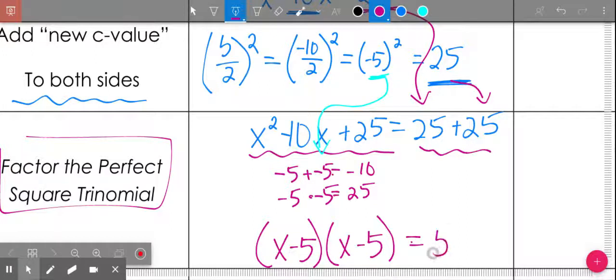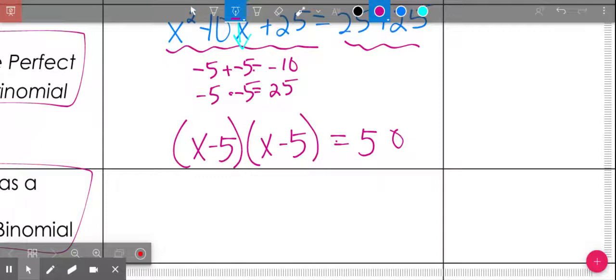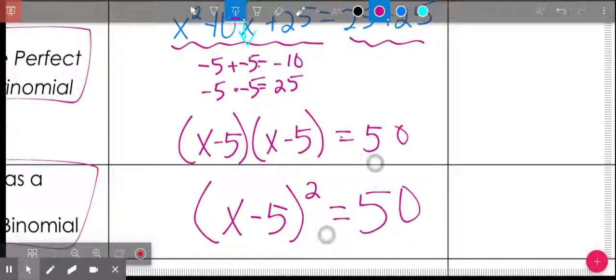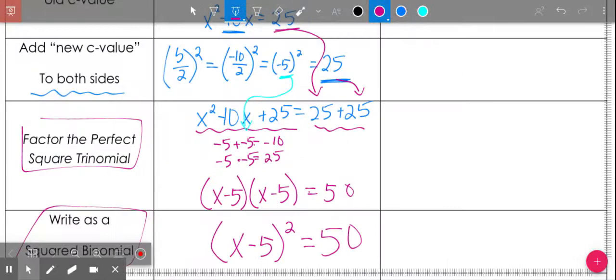25 plus 25 gives me 50. We're going to write that as a binomial squared. Remember, this is just where instead of writing this twice, we're going to write it as x minus 5 squared is equal to 50. At this point, we have completed the square, so now we just need to solve it. Now remember, we've talked about this before, but if you're starting to really kind of skip this step and skip down here, that is totally fine, as long as you remember to add your c value to both sides.